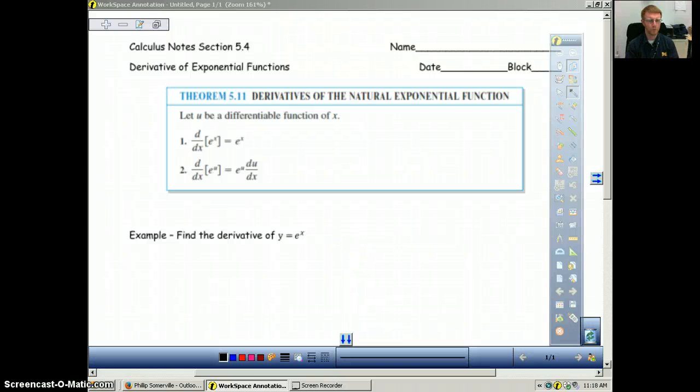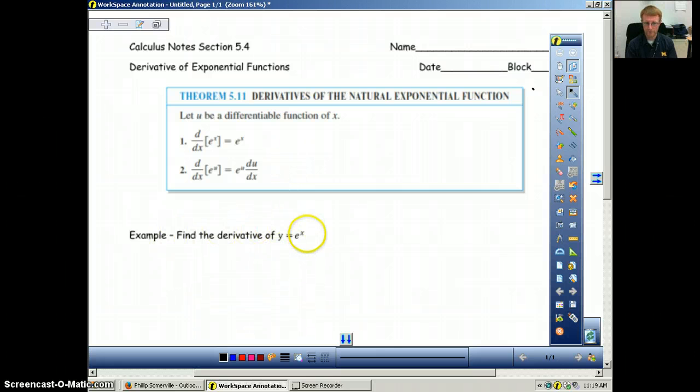This is 5.4. This is the derivative of exponential functions. Really basic, easy concept, especially since we've already done the chain rule and all the other derivatives. The derivative of e to the x is exactly the same. It's e to the x.